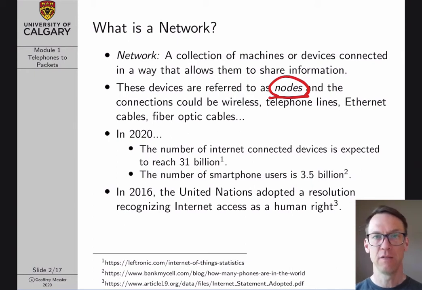And not only are the numbers exciting, but access to information and access to the internet is seen by many to be a fundamental part of being a citizen in today's world. Back in 2016, the UN adopted a resolution recognizing internet access as a human right. So the motivation for providing good network access to the citizens of the world really is certainly there. And that scale of problem, I believe, makes it a really interesting and exciting place to work.